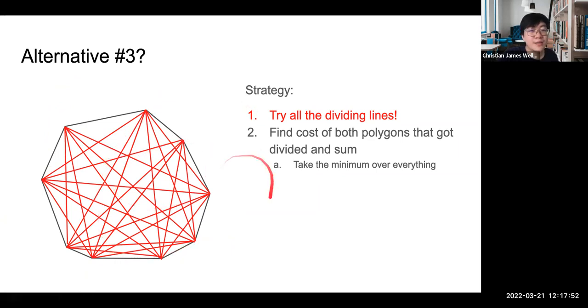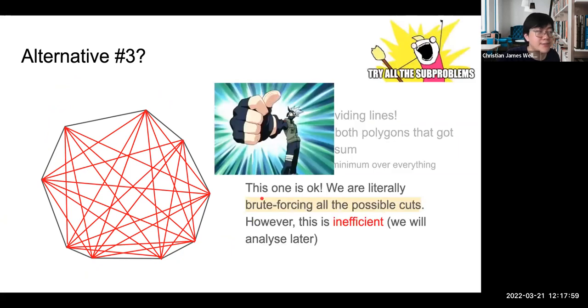So does this strategy work? And indeed it does, right? If you think about it, in a sense, this is brute forcing all the possible first cuts, but this is very inefficient. And I'll try to go through it right after this.